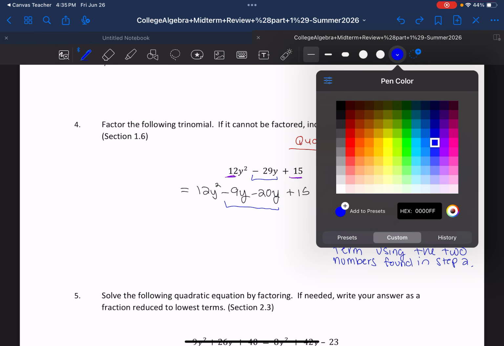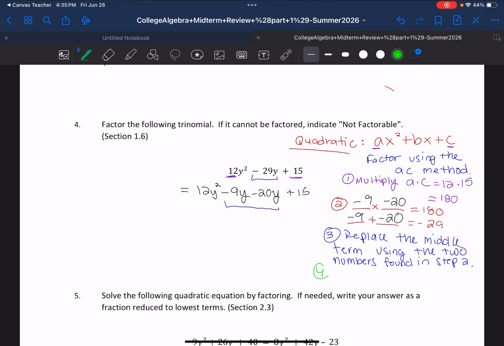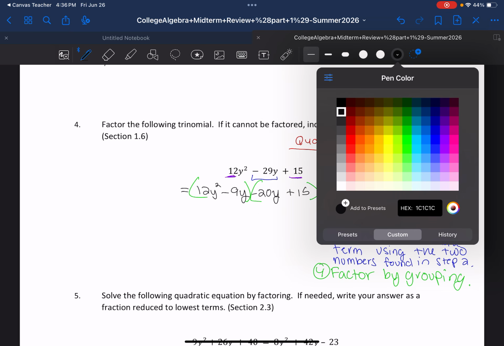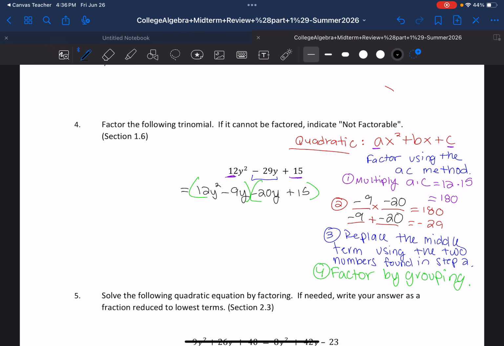So the last step is to factor by grouping. So we've just done that, so I'm not going to spend a lot of time on that. You group together the first two, group together the second two, and you factor out a GCF. So for the first two terms, the GCF would be 3y. And if I divide those two terms by 3y, I'm left with 4y minus 3.